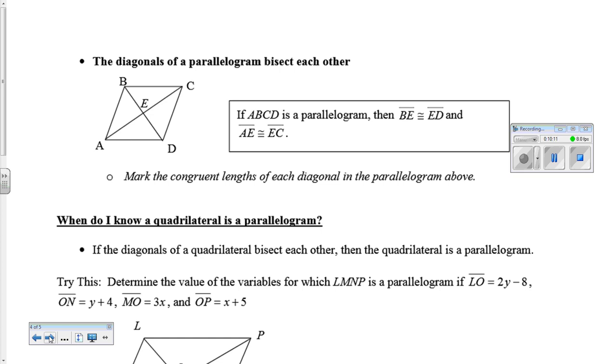The diagonals being the lines that connect the opposite angles. So as you notice, I drew a line from A to C. I drew a line from B to D, and where they intersected, I just labeled it E, so we had a reference point. Okay, so the diagonals bisect each other. Bisect meaning cut in half.